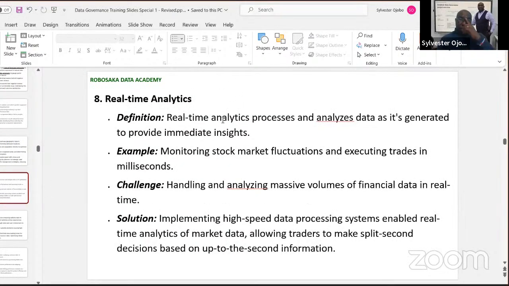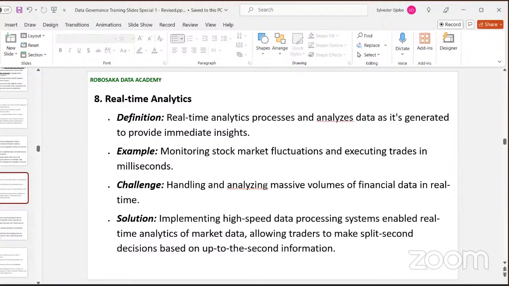So we have what's called real-time analytics. As the word implies, real-time analytics processes and analyzes data as it is generated to provide immediate insight. You process it and you analyze it as the data are generated.